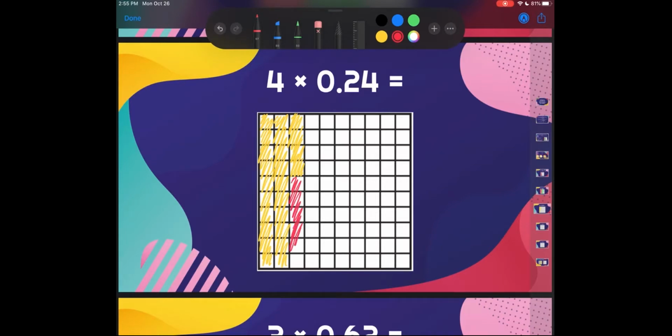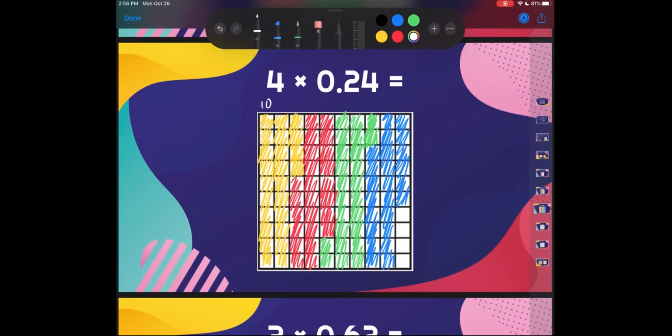Now I'm doing this 4 times because it's 4 times 24 hundredths. So now I've got 6 plus another 10 is 16, 17, 18, 19, 20, 21, 22, 23, 24. So that's my next group of 24. I'm going to do my third group of 24. So 2, 12, 22, 23, 24. And then my final group of 24, I've got 8 plus another 10 is 18, 19, 20, 21, 22, 23, 24.